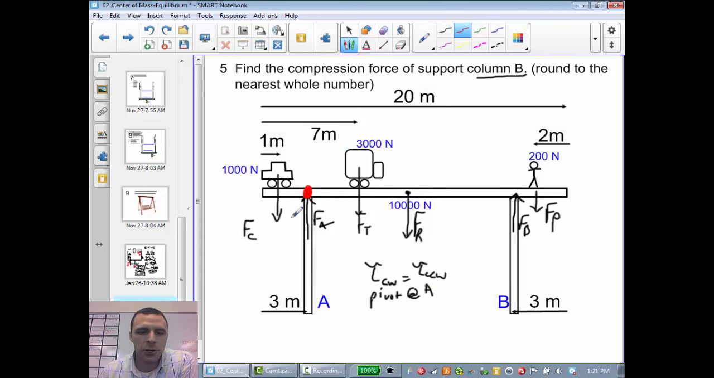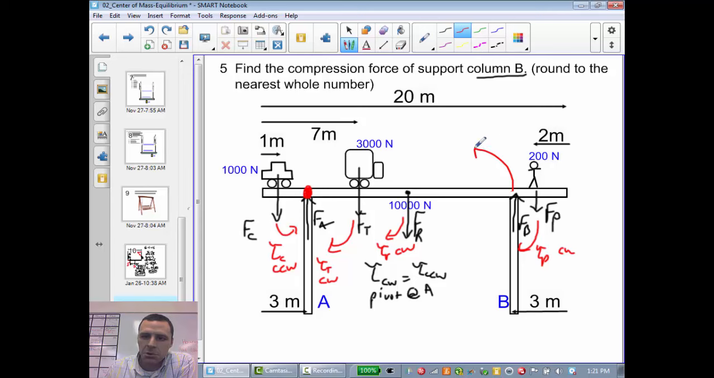And let me label my torques. Force C is going to try to make the bridge rotate around the pivot point with a torque called torque C, and that's going to be counterclockwise. The truck is going to create torque T, and that's clockwise. The roadway, torque R, and that's clockwise. The person, torque P, and that's clockwise. And then the column pushing up is going to create a torque B, that's counterclockwise.